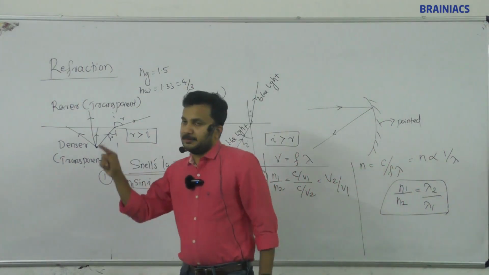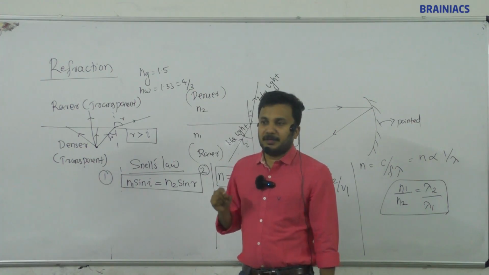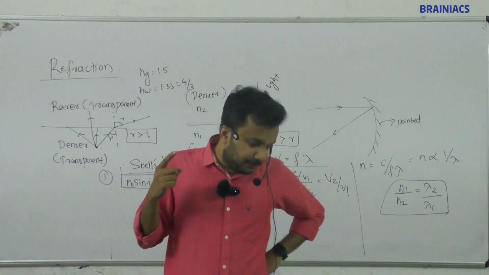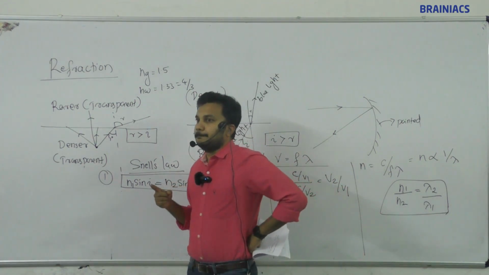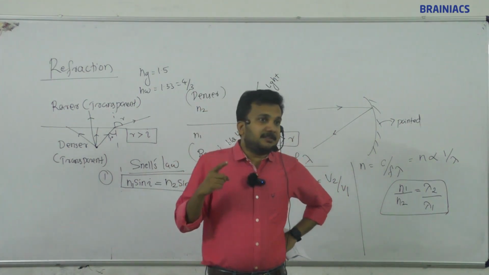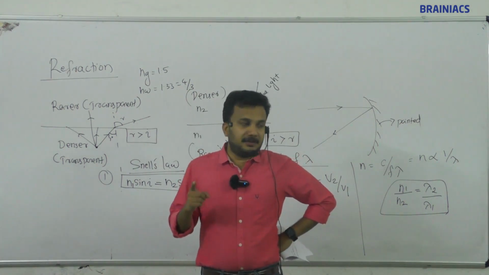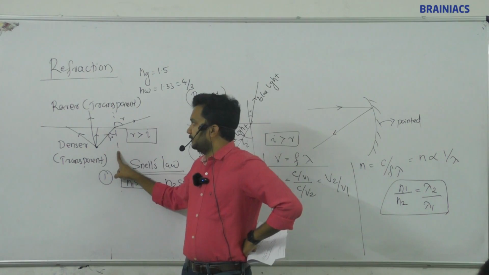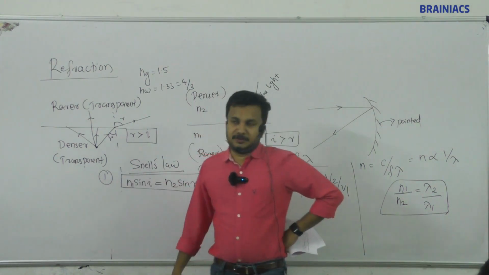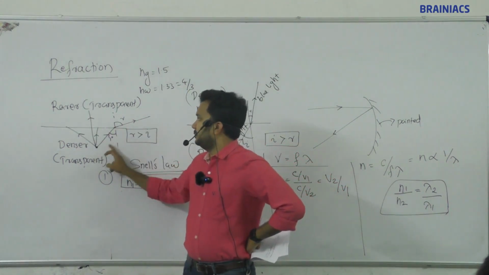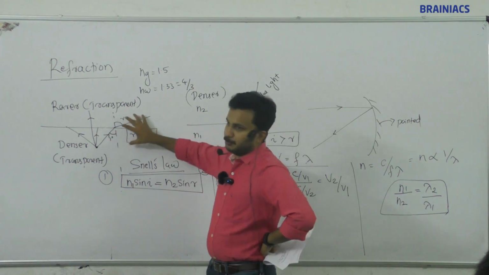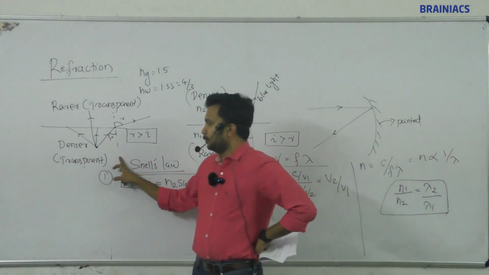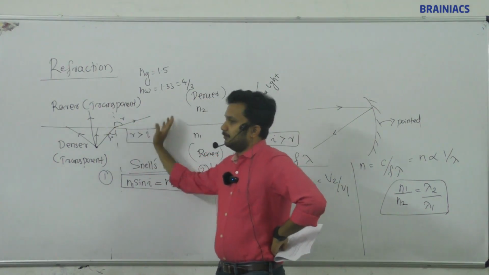Okay, next point. When a ray is moving from denser medium to rarer medium, it is bending away from the normal. Then draw the first diagram. You don't need to draw multiple lines, only this line is important, the incident and refracted ray. This first diagram: ray is moving from denser medium to rarer medium, ray is bending away from normal.